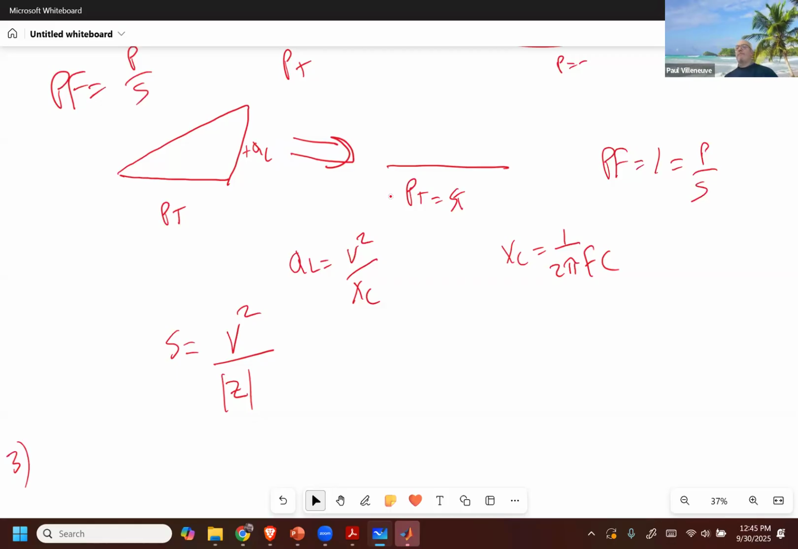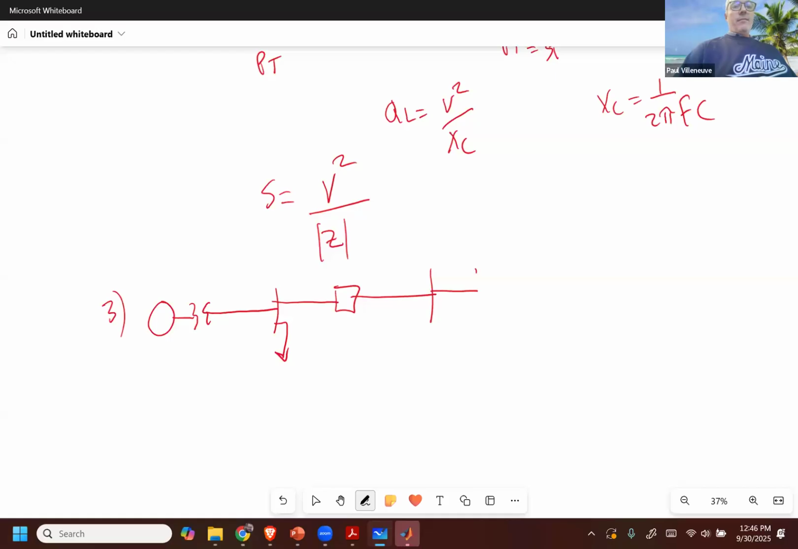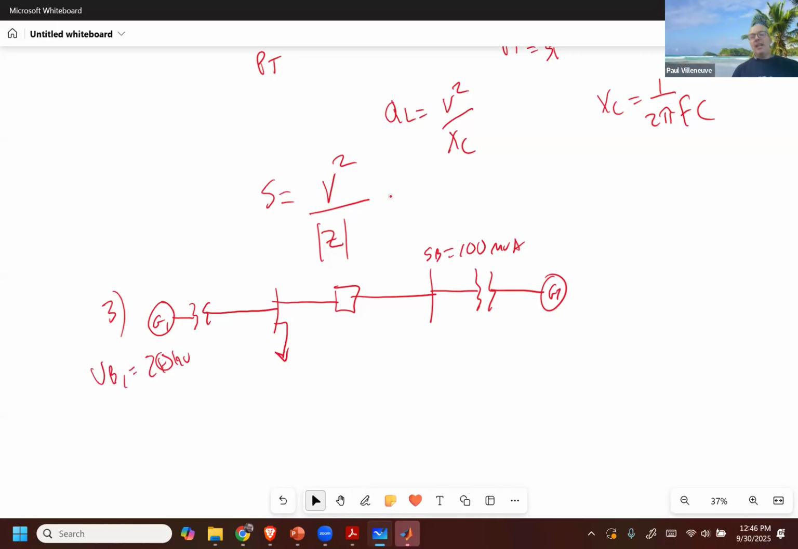Okay. All right, number 3. So you have a bunch of information. I guess I'll draw the diagram here. So I said pick S base equal to 100 MVA and V base to 20 kV, right? At the generator 1.